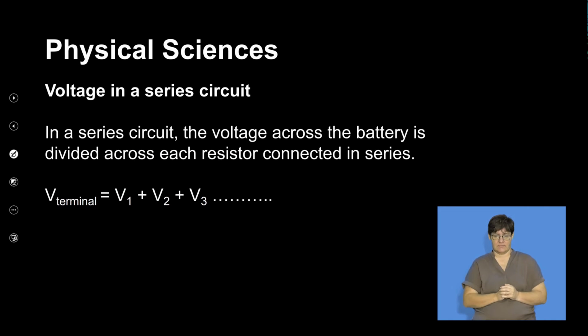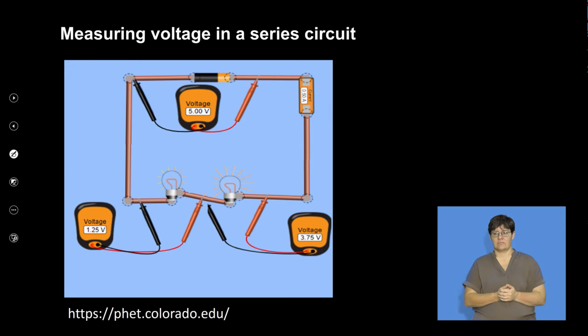Right. What about voltage or potential difference in as far as a series circuit is concerned? What are we saying? We're saying that in a series circuit, the voltage across the battery, which we can think of as the total voltage, is divided across each resistor connected in series. Let's say, for argument's sake, we had our two resistors, light bulb 1, let's call it R1, and light bulb 2, let's call it R2.